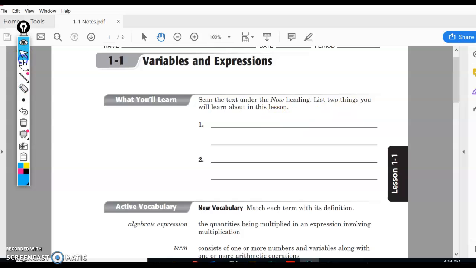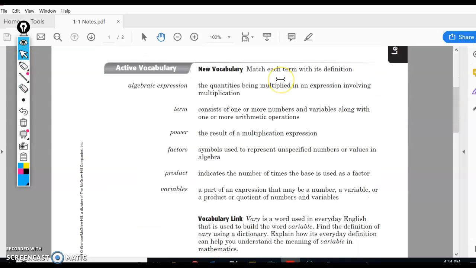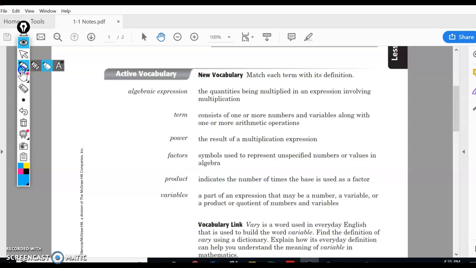So in the middle of this page, try pausing the video and matching the terms on the left to the definitions on the right and see if you get the same answers I do. Okay, an algebraic expression consists of one or more numbers and variables along with one or more arithmetic operations. Big thing about expressions is it doesn't have an equal to sign.